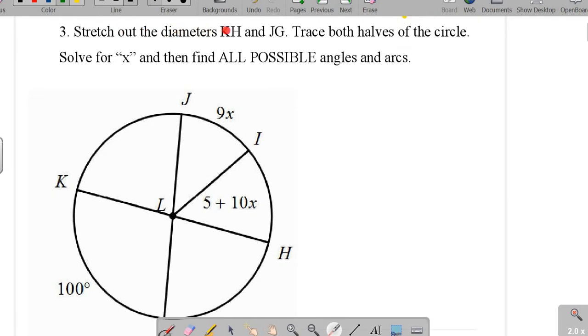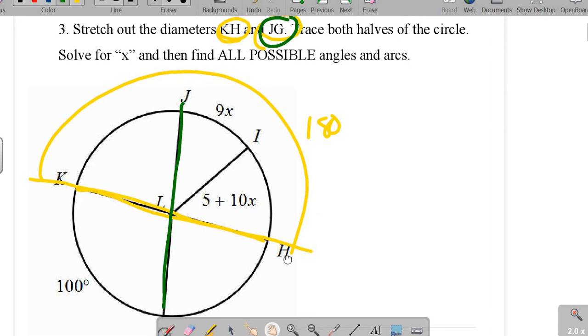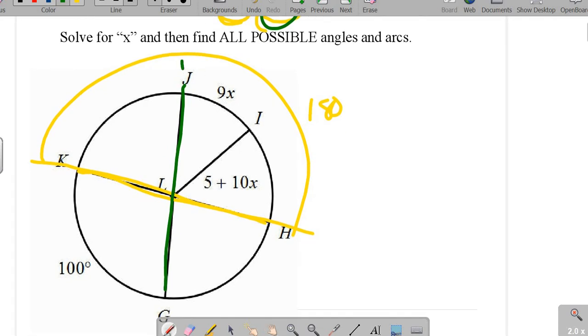Stretch out the diameters KH and JG. Trace both halves of the circle. Solve for X and then find all possible arcs and angles. Every time you get a diameter, trace it. Stretch it out, sweep the 180. Trace it, stretch it out, sweep the 180. We're going to solve for X and all possible angles.